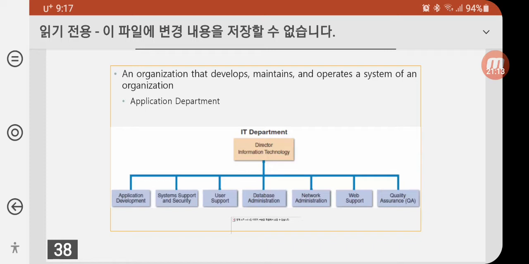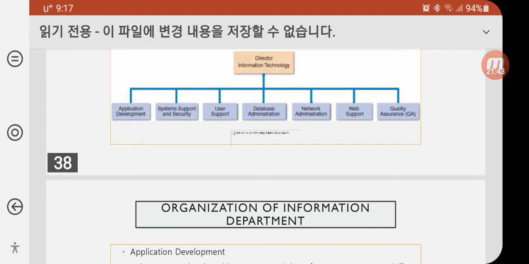Organization of the information department. An organization that develops, maintains, and operates a system of an organization. The application department: systems are developed by teams consisting of users, managers, and IT staff members.